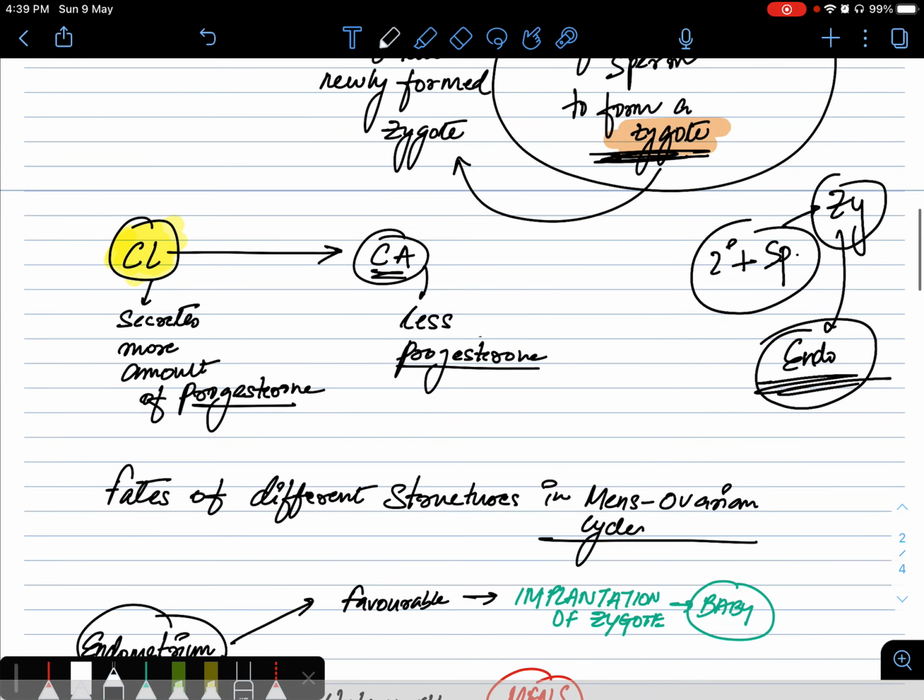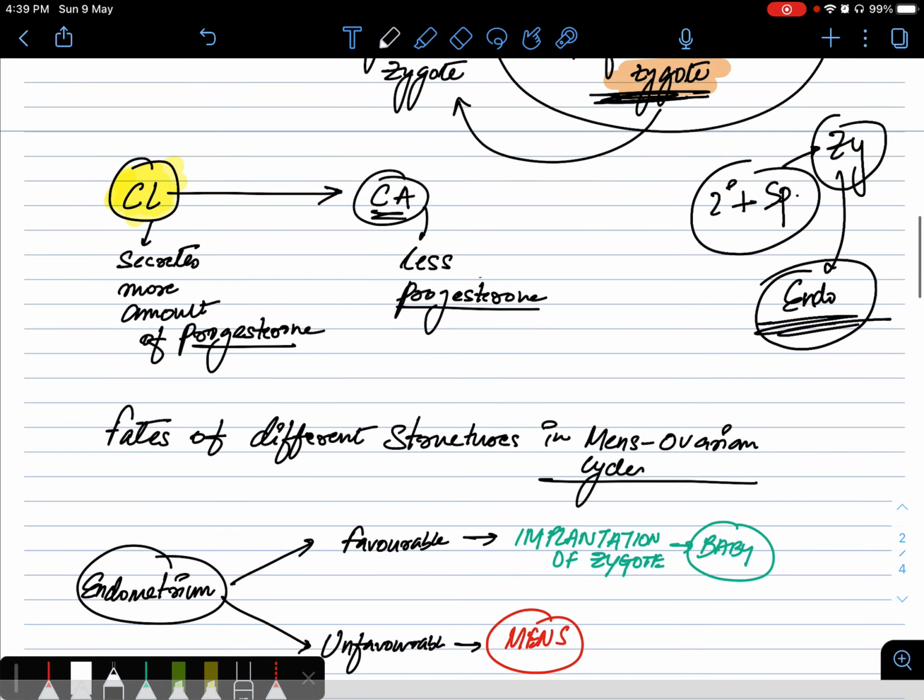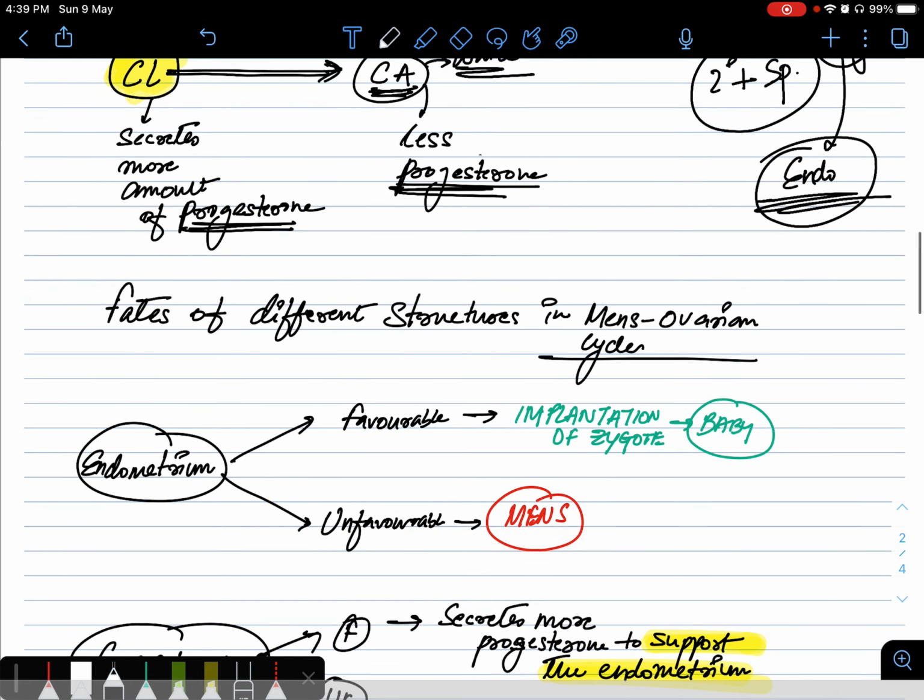Now the two very important things: corpus luteum and corpus albicans. What happens? The corpus luteum is growing and secretes more progesterone. If the conditions are unfavorable, it will become corpus albicans. The meaning of the word albicans is white, because it's white in color. So it will produce less progesterone.